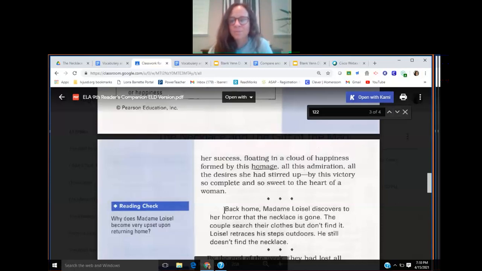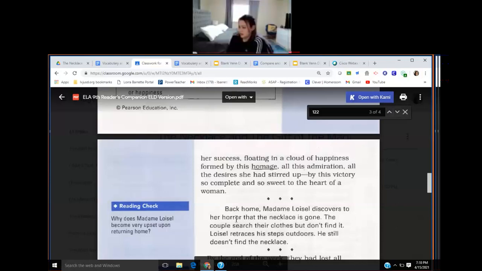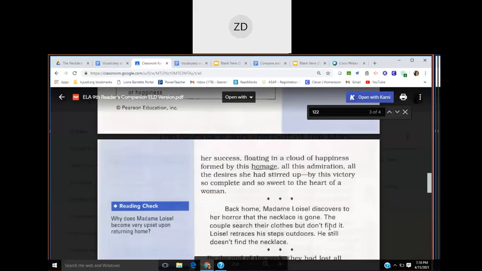Back home, Madame Loisel discovers to her horror that the necklace is gone. Couple search their clothes but don't find it. Loisel retraces his steps outdoors. He still doesn't find the necklace.